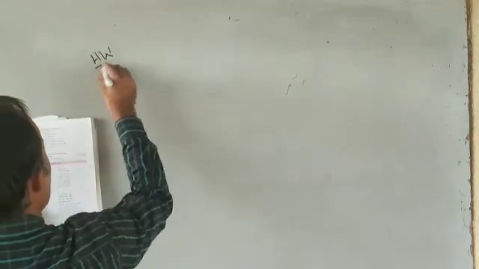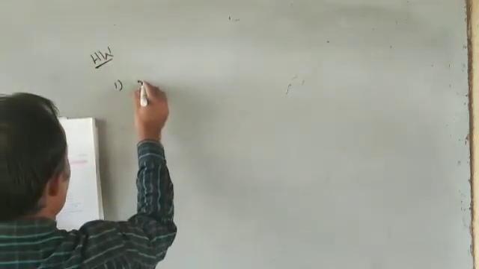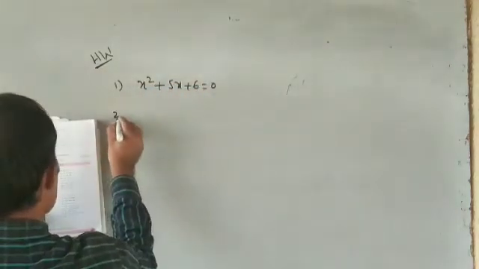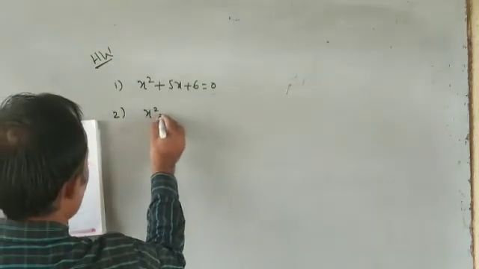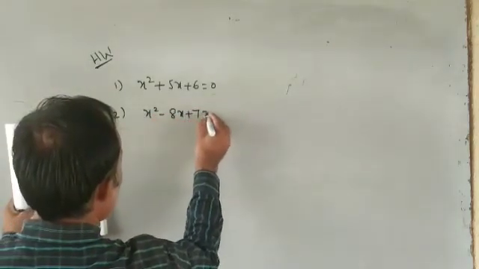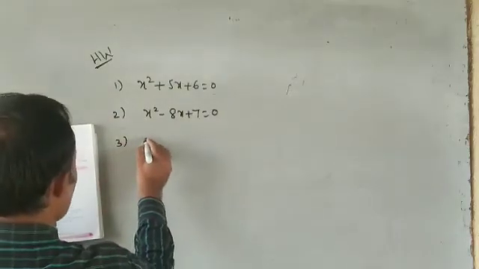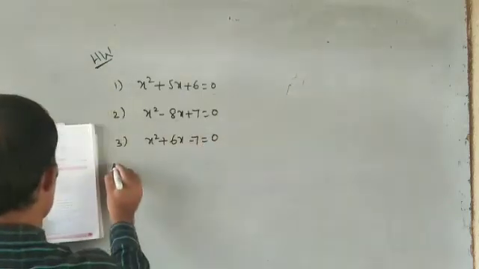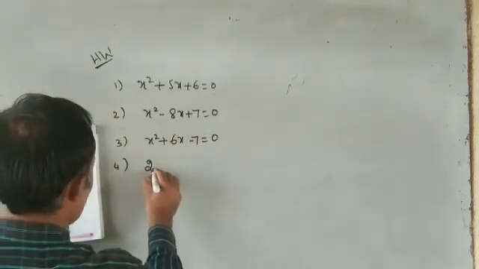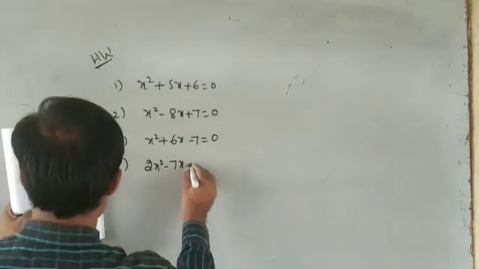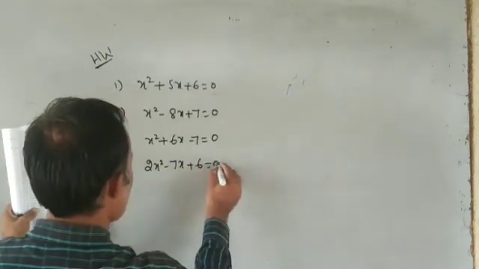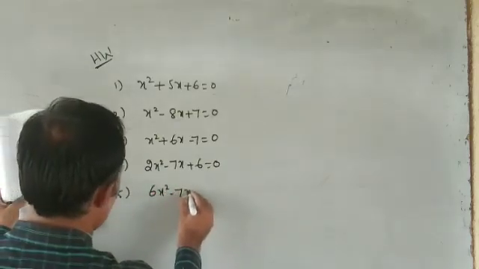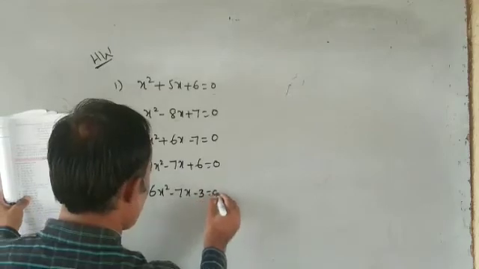I will give 5 questions. First one: x square plus 5x plus 6 is equal to 0. Second one: x square minus 8x plus 7 is equal to 0. Third question: x square plus 6x minus 7 is equal to 0. Fourth question: 2x square minus 7x plus 6 is equal to 0. Question number 5: 6x square minus 7x minus 3 is equal to 0.